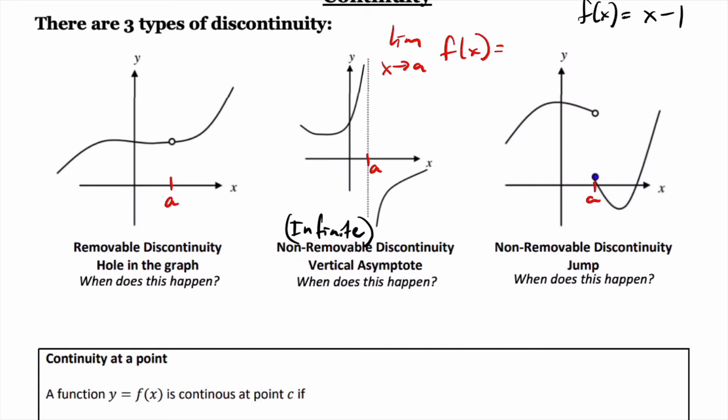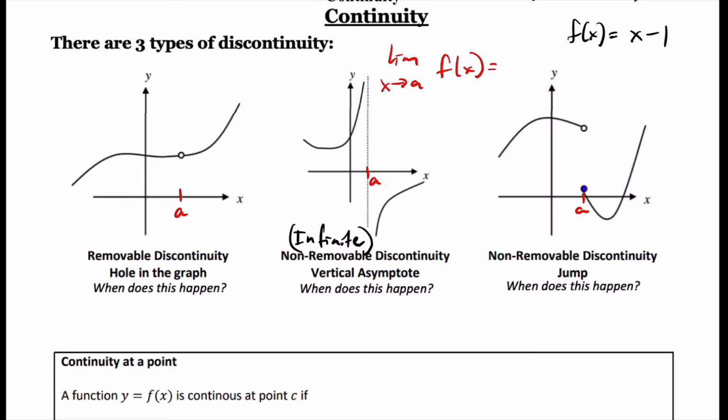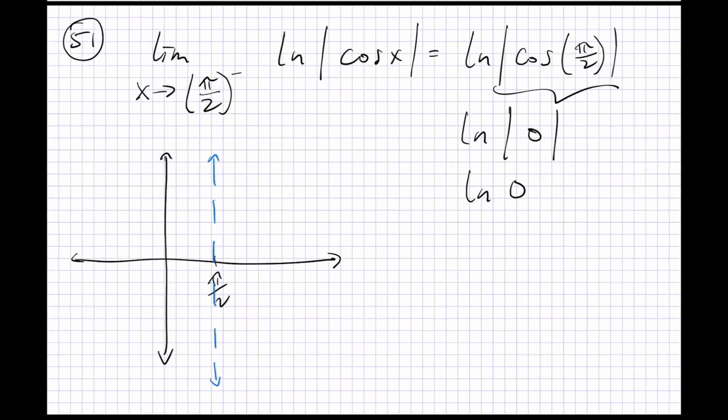What about this? What about if I have this? Let me draw this picture because I see this mistake a lot too. What if we have something like this?